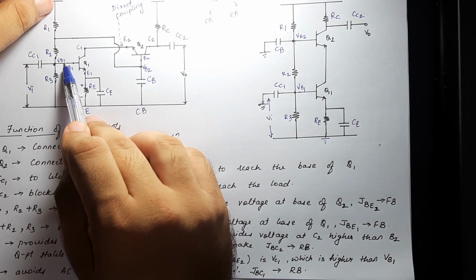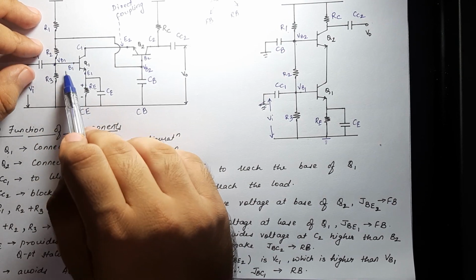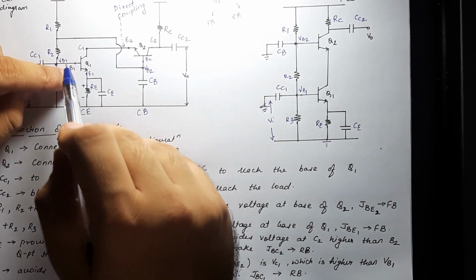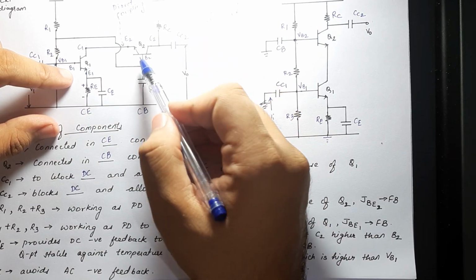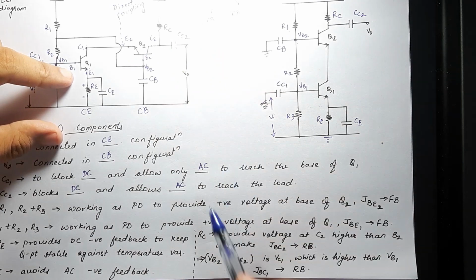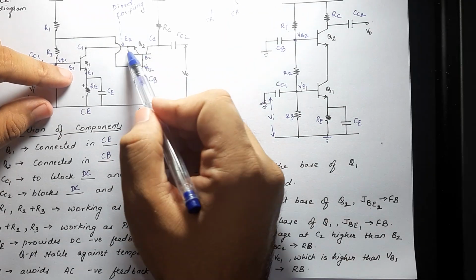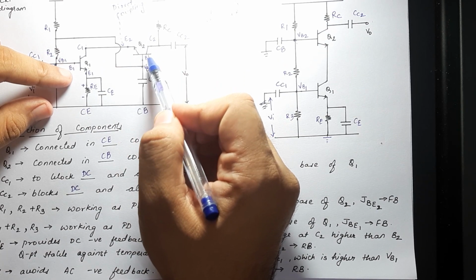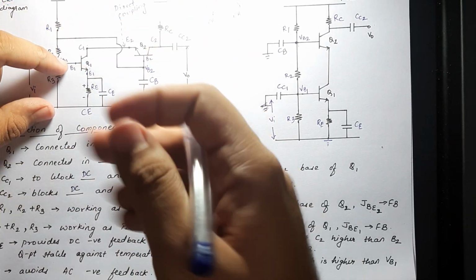VB1, which is formed by the potential divider biasing. In this configuration, while making JBE forward biased, you also need to make sure that JBC is reverse biased. Along with that, you also need to make sure that if my JBE2 is forward biased, my JBC2 is reverse biased. Then and only then can this entire structure work as an amplifier.